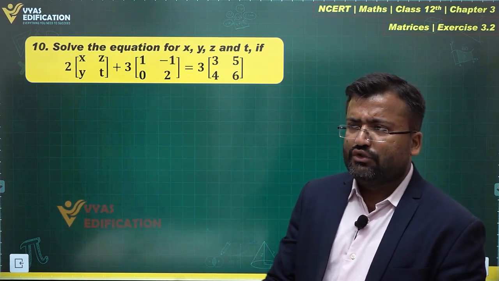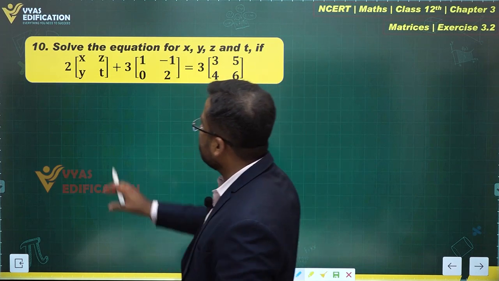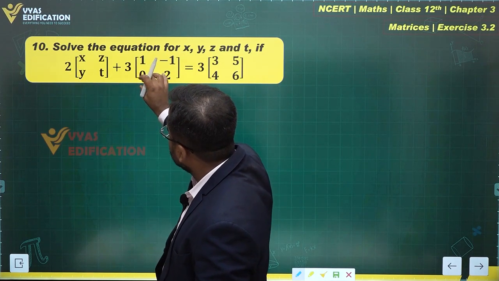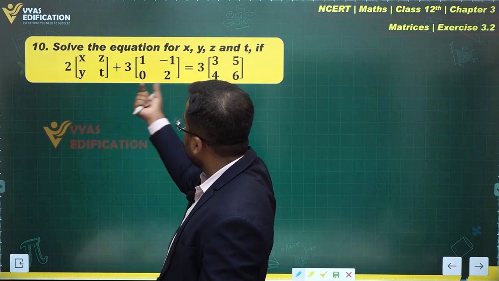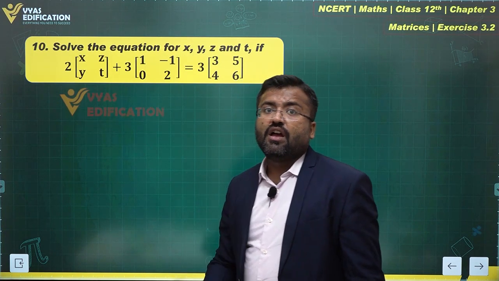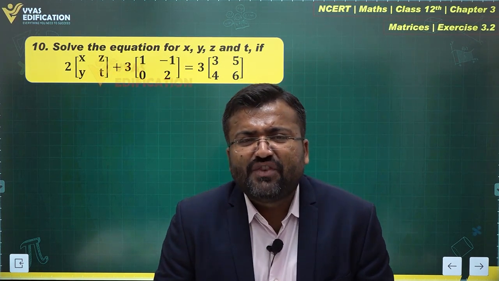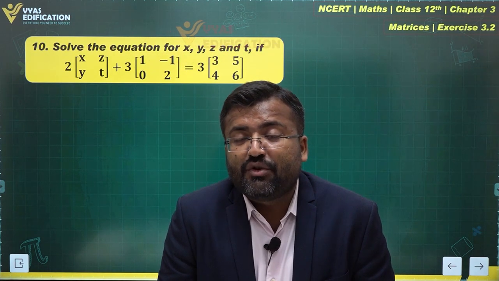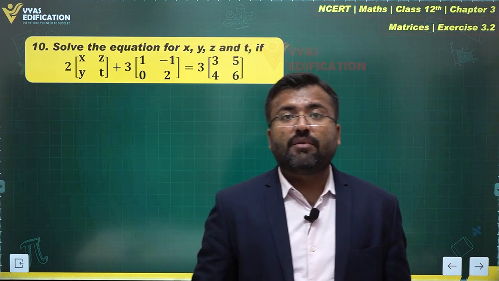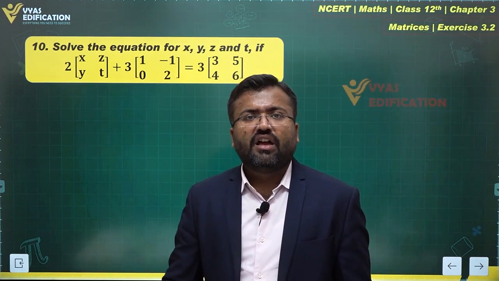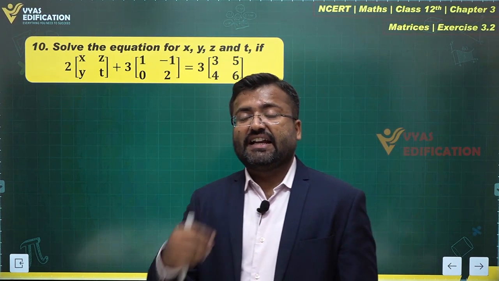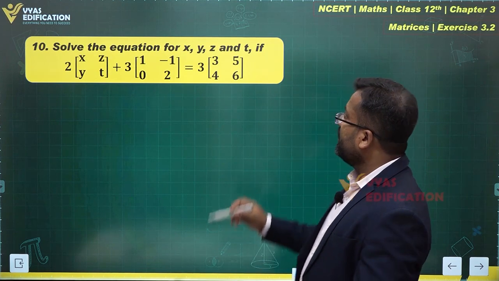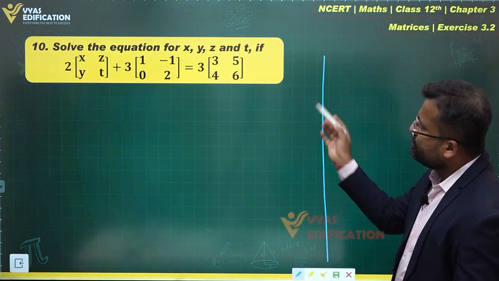We can do it in two ways. One of the ways is you simplify this, you simplify this, you simplify this, then you add them together and make it equal to this. But since we are supposed to compare corresponding elements, at the end of the day, why not do it directly? What do you mean by directly? Let me give you a glimpse. Shorter version of the solution.